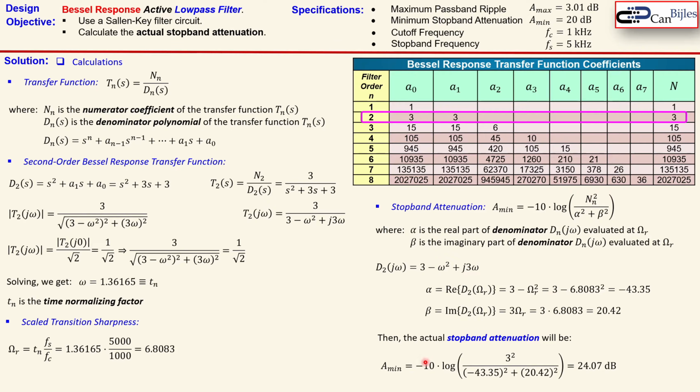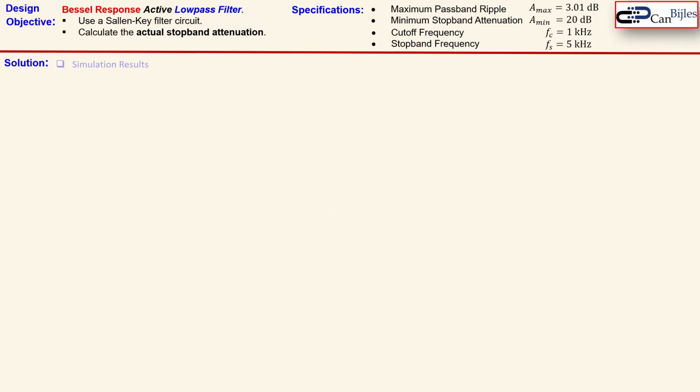Now we are almost done. Just substitute here the values and you get here 24.07 dB. And this is indeed larger than the minimum required 20 dB here. So indeed we will fulfill our minimum stop band attenuation specifications. Okay, let's now go to the simulation results and check our calculations.